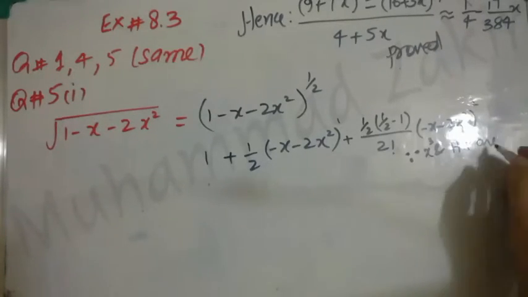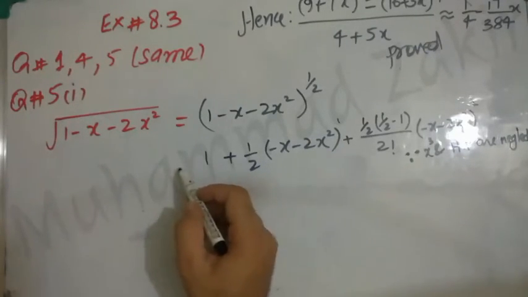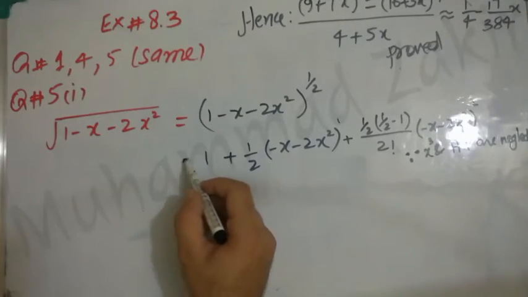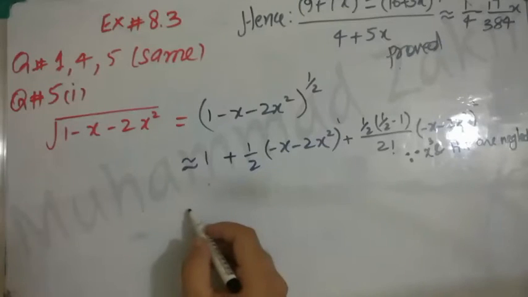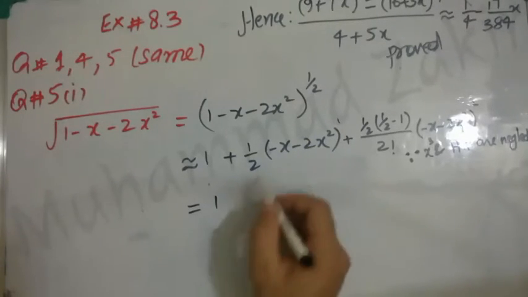X cube and higher powers are neglected. This is given, right? X cube and higher powers are neglected. Those neglected terms will make the approximation sign here. So now we do not reduce anything, so we write equal to 1.